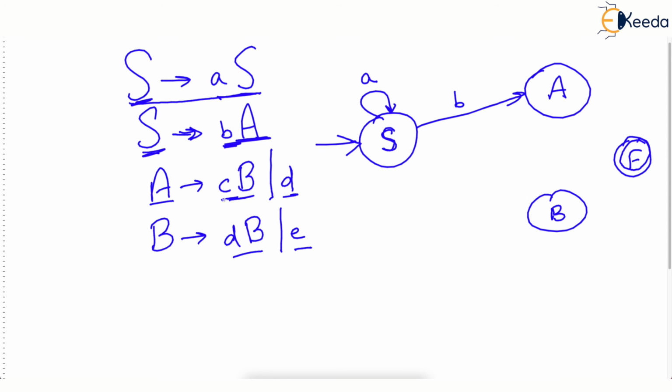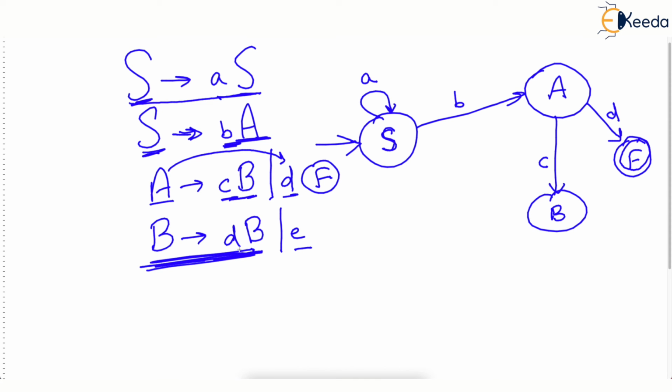When A reads small c, machine goes to B. And when A reads small d, there is no state here, you watch. Replace it with F. That means when A reads small d, it goes to the final state. How do you define this transition? B derives small d followed by capital B. B derives dB means you will get a loop here. And B derives e means there is the final state over here. When B reads small e, you will go to the final state. Just observe that this is the DFA which actually implements this regular grammar.